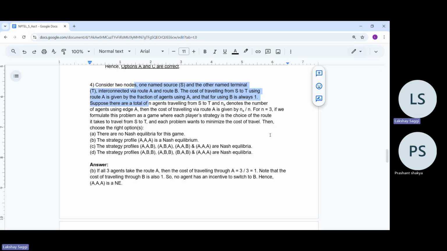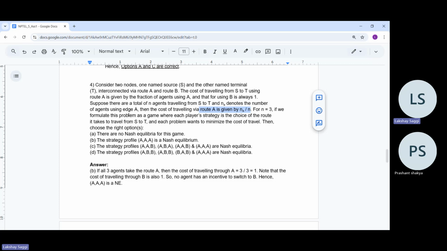Suppose there are total 3 people, and two of the people decide to take the route A and the third person decides to take the route B. Those two people will only have to pay 2 by 3 cost, because the cost of traveling via route A is given by the number of people traveling through A divided by the total number of people. So if two people are traveling through A and there are three people overall, the cost of traveling through A will be 2 by 3. And we have to figure out the Nash equilibria for this kind of a game.